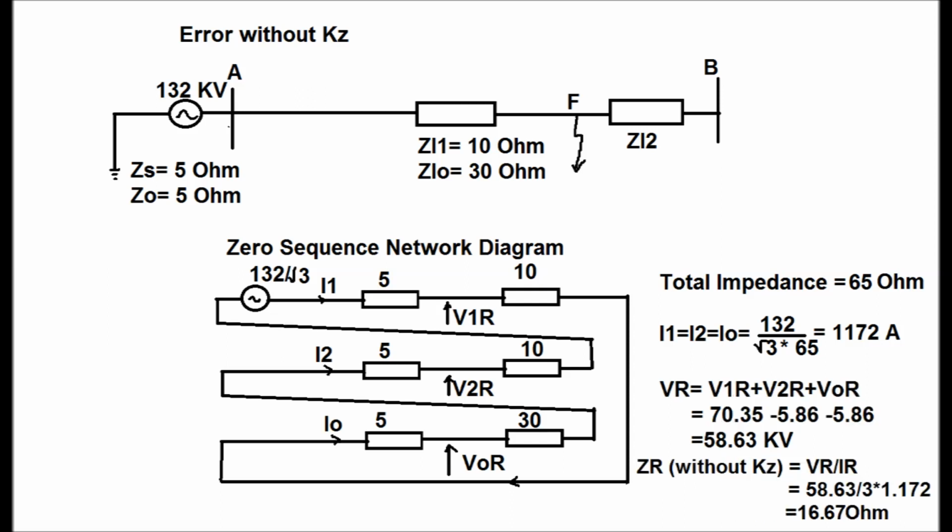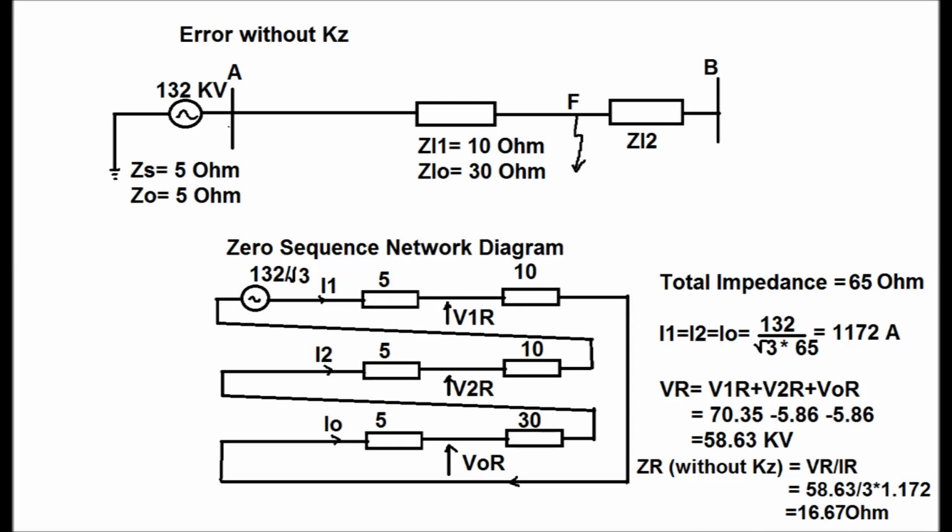Now VR, that is the voltage sensed by the relay for the red phase, the faulted phase, is equal to the sum of all the sequence component voltages, that is V1R plus V2R plus V0R, which comes as 70.35 minus 5.86 minus 5.86 is equal to 58.63 kV. Now IR is equal to the sum of all the sequence components, that is I1 plus I2 plus I0, or equal to 3 into I0, since I1 is equal to I2 is equal to I0.